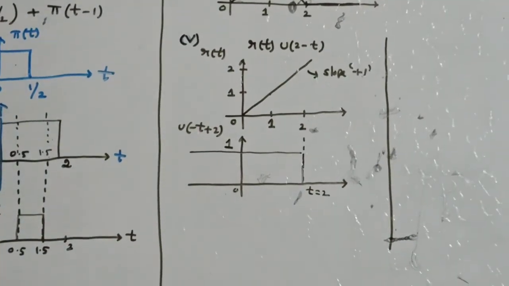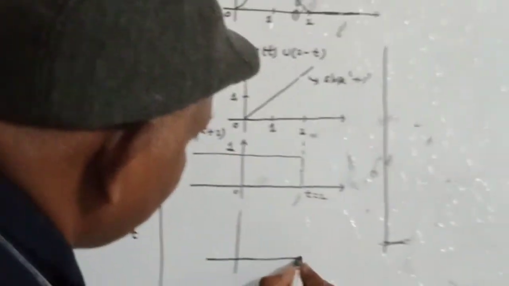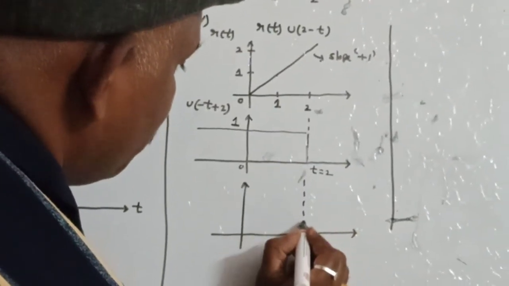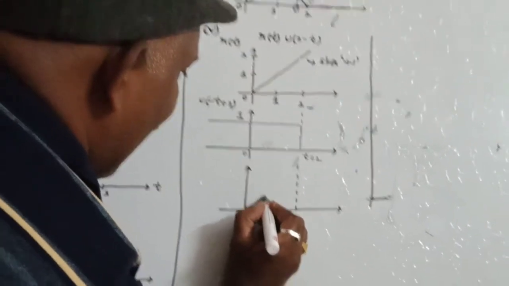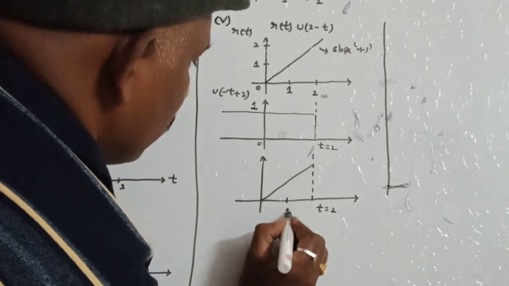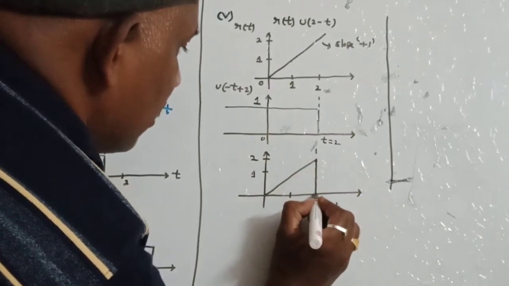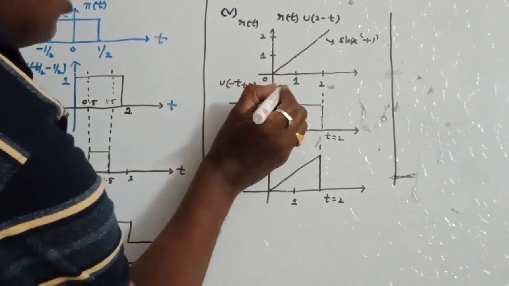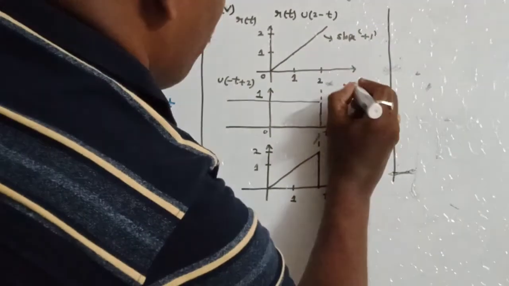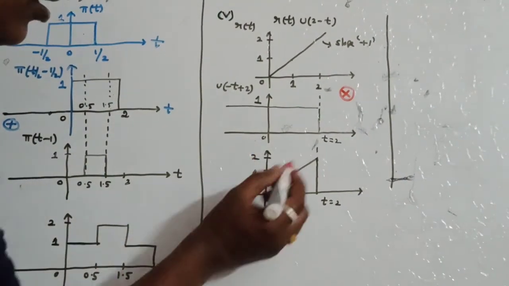So how to answer this? The answer will be, from 0 to 2 you get a ramp. This is t is equal to 2, this is 1, and this is 2. This is the answer, the multiplication of both of them. So if you multiply, this is the answer you get.